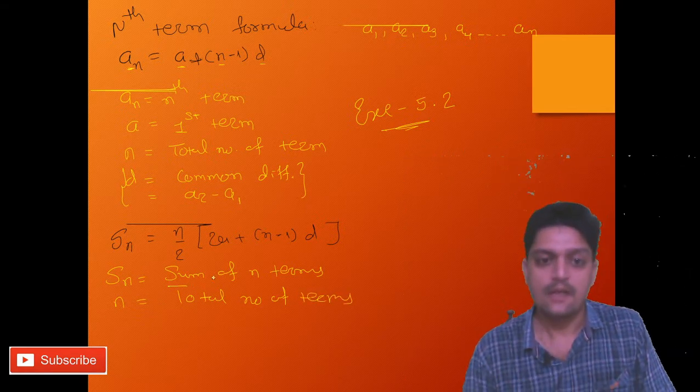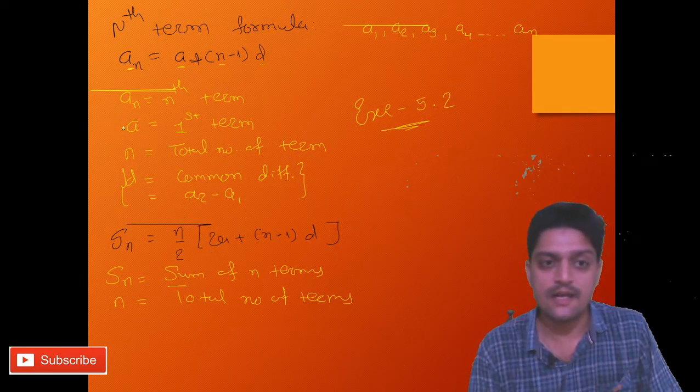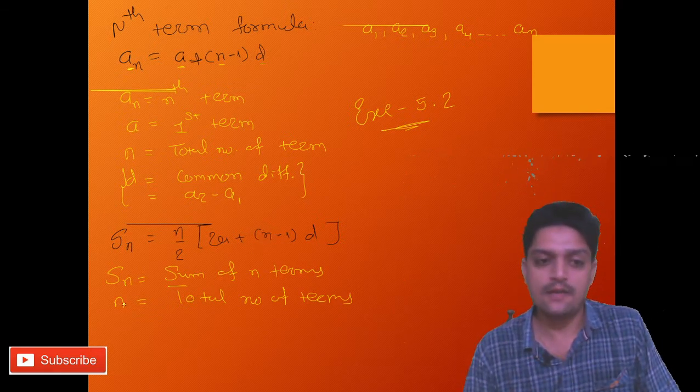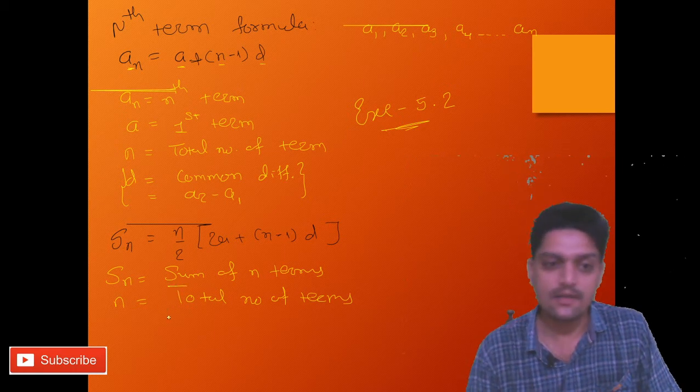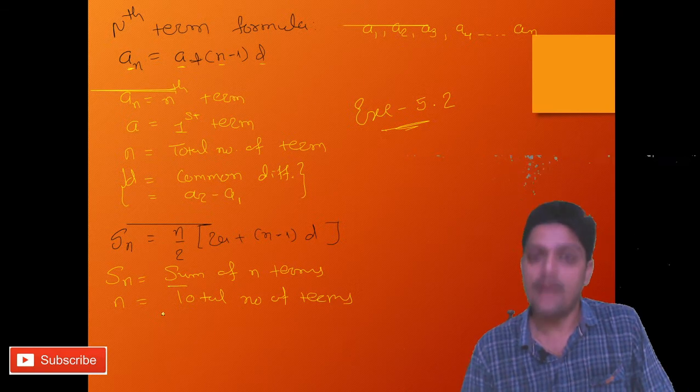And a, now I will not write because I have written it above. A is the first term, and n I have also written here, and d is the common difference. Okay, but we have used two formulas to find the sum of n terms.